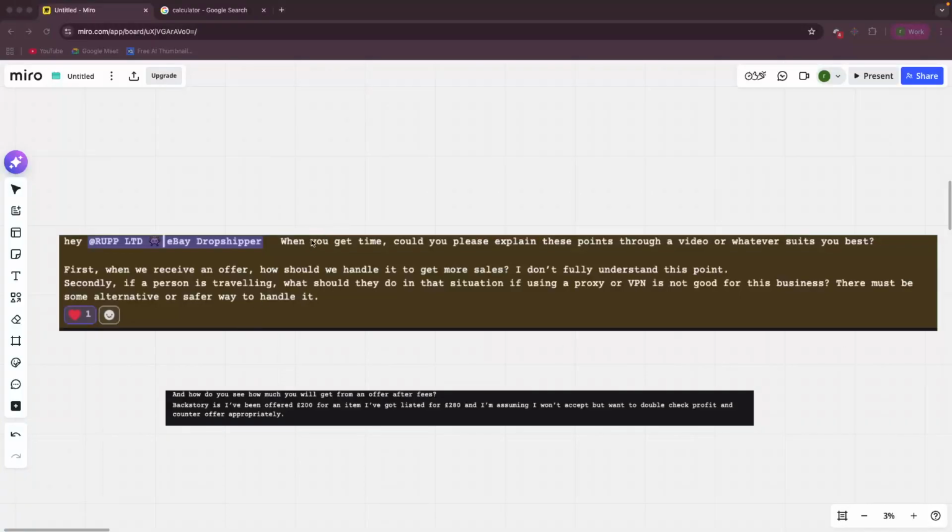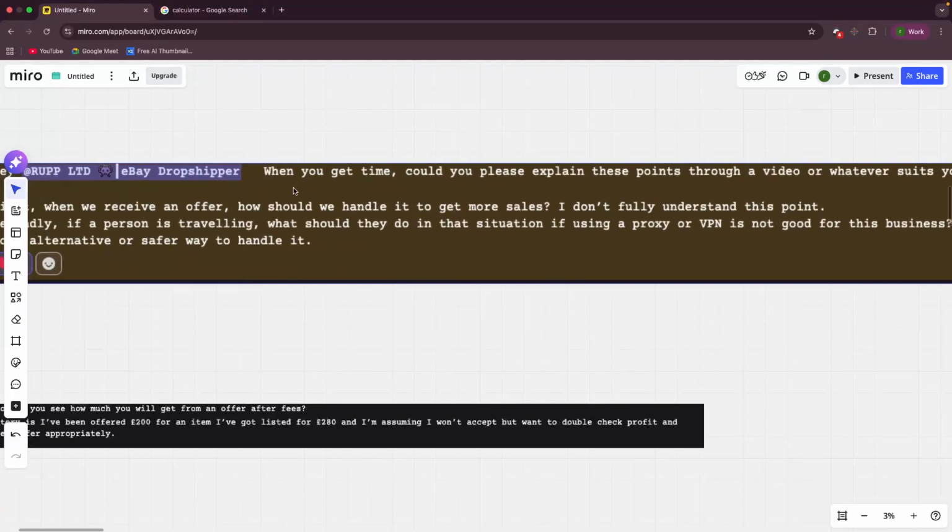Okay, so one user in the Discord asked, when we receive an offer, how should we handle it to get more sales? I don't really understand this point. Secondly, if a person is traveling, what should they do in that situation if using a proxy or VPN is not good for this business? There must be some alternative or safer way to handle it.